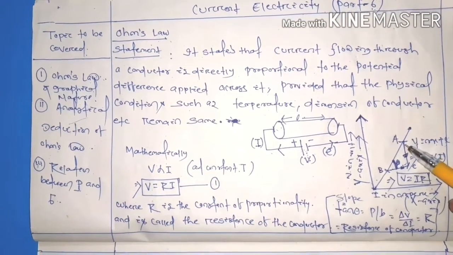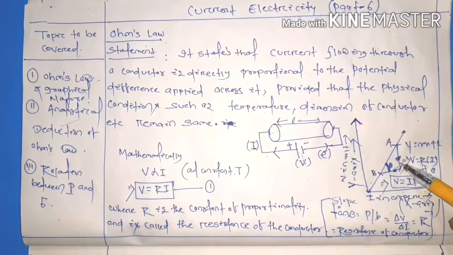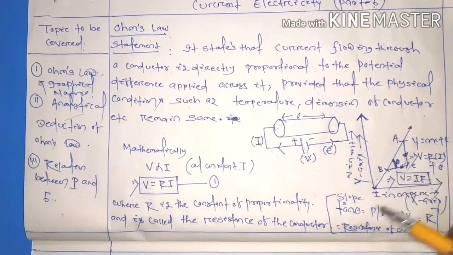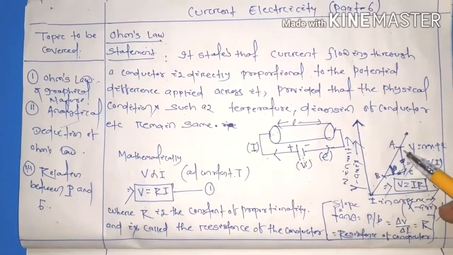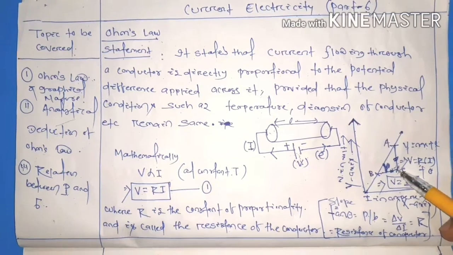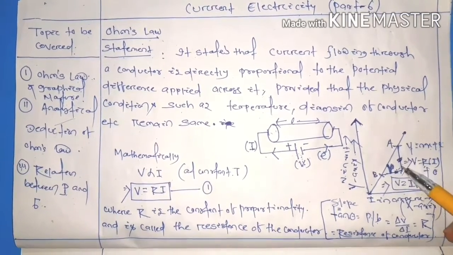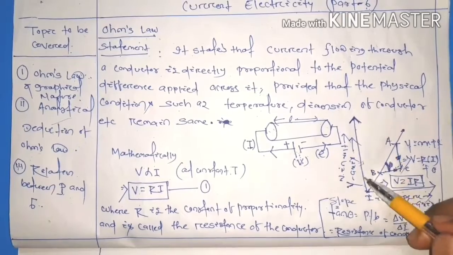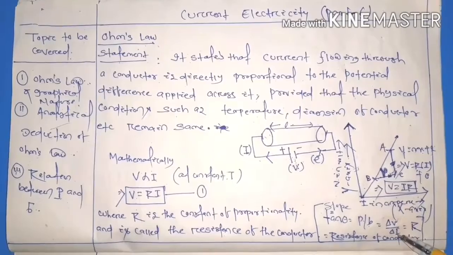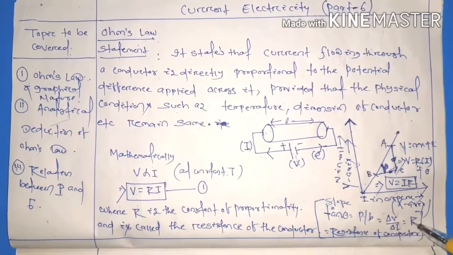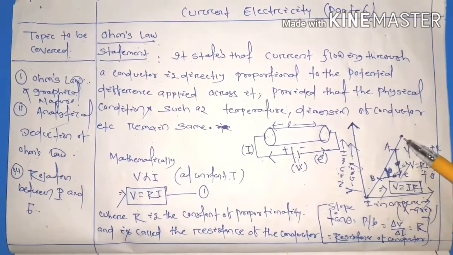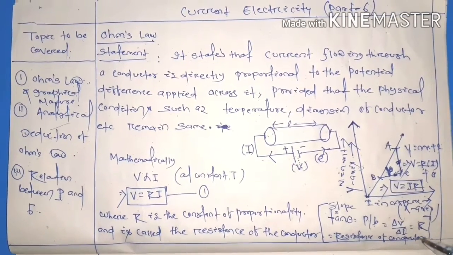So consider a triangle ABC. In triangle ABC, tan theta is equal to P by B. P means AC divided by B means BC. So AC is equal to V or del V. This line is parallel to this line. If this line is V, then AC is equal to del V divided by BC is equal to del I. So del V by del I is equal to R. That means the slope of the line indicates the resistance of the given conductor.